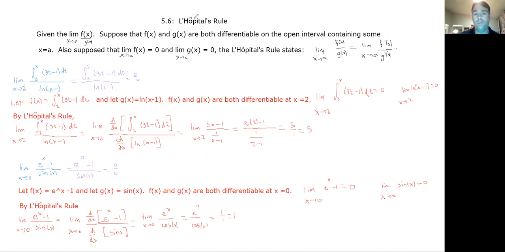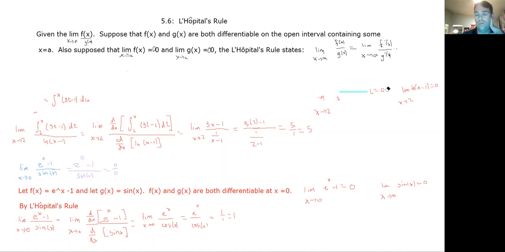The second part of L'Hopital's rule says, hey, it also works if they both equal infinity, or in this case, also negative infinity. So if they both equal infinity, that's still a form of indeterminate that's also going to work for us to be able to use L'Hopital's rule. So let's see how that works.